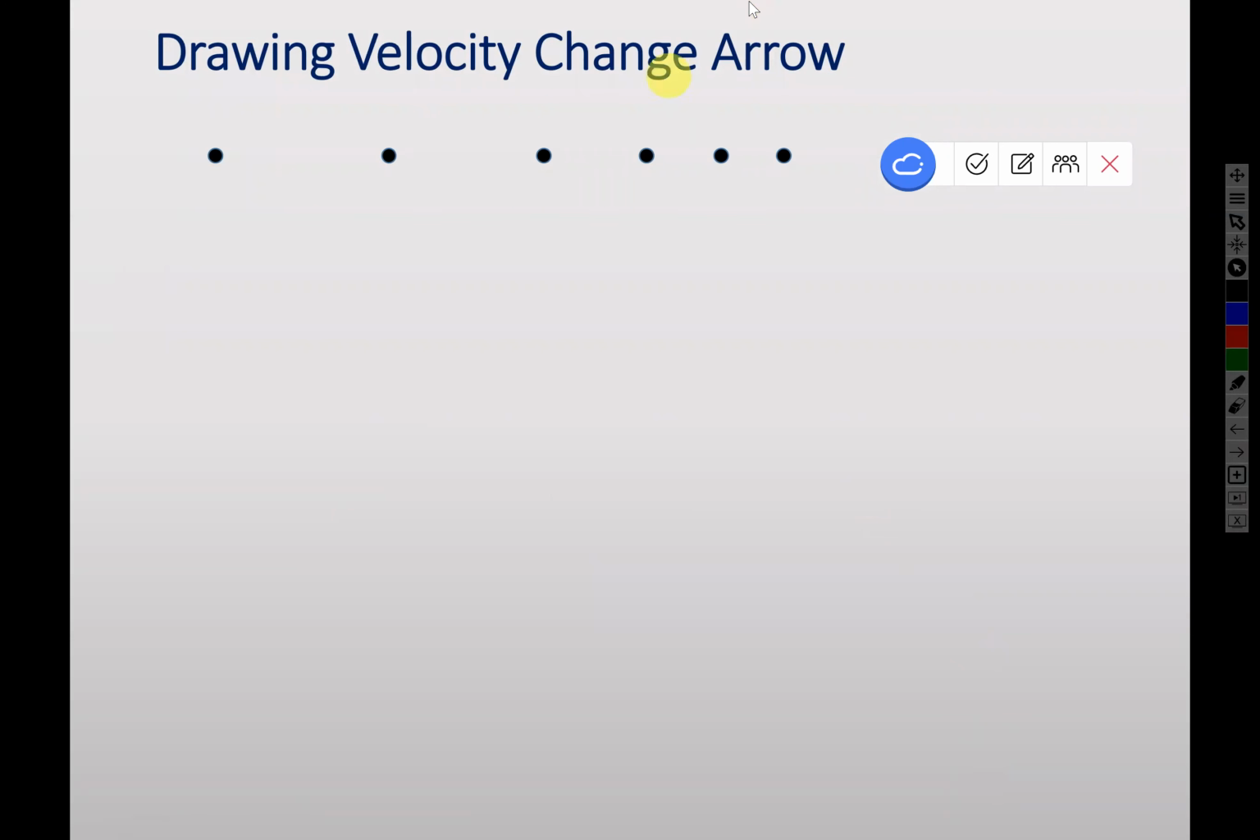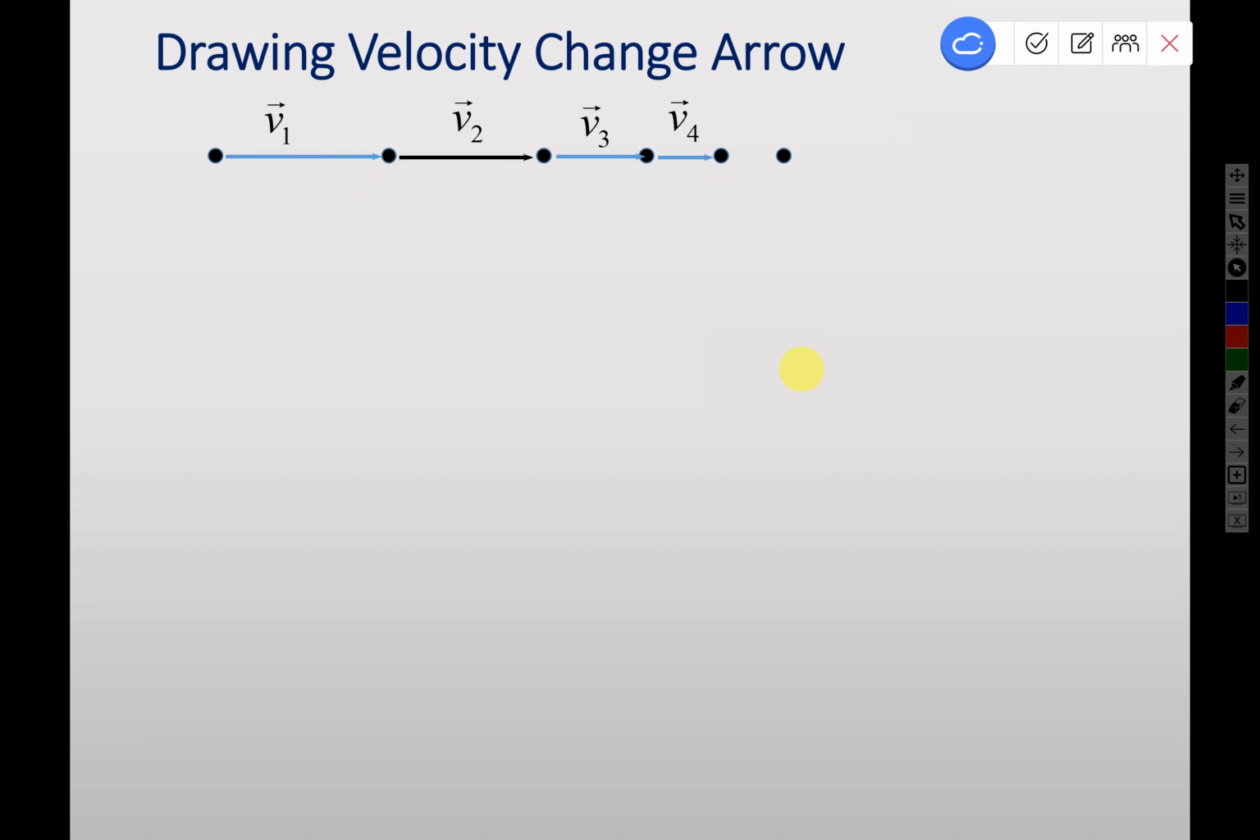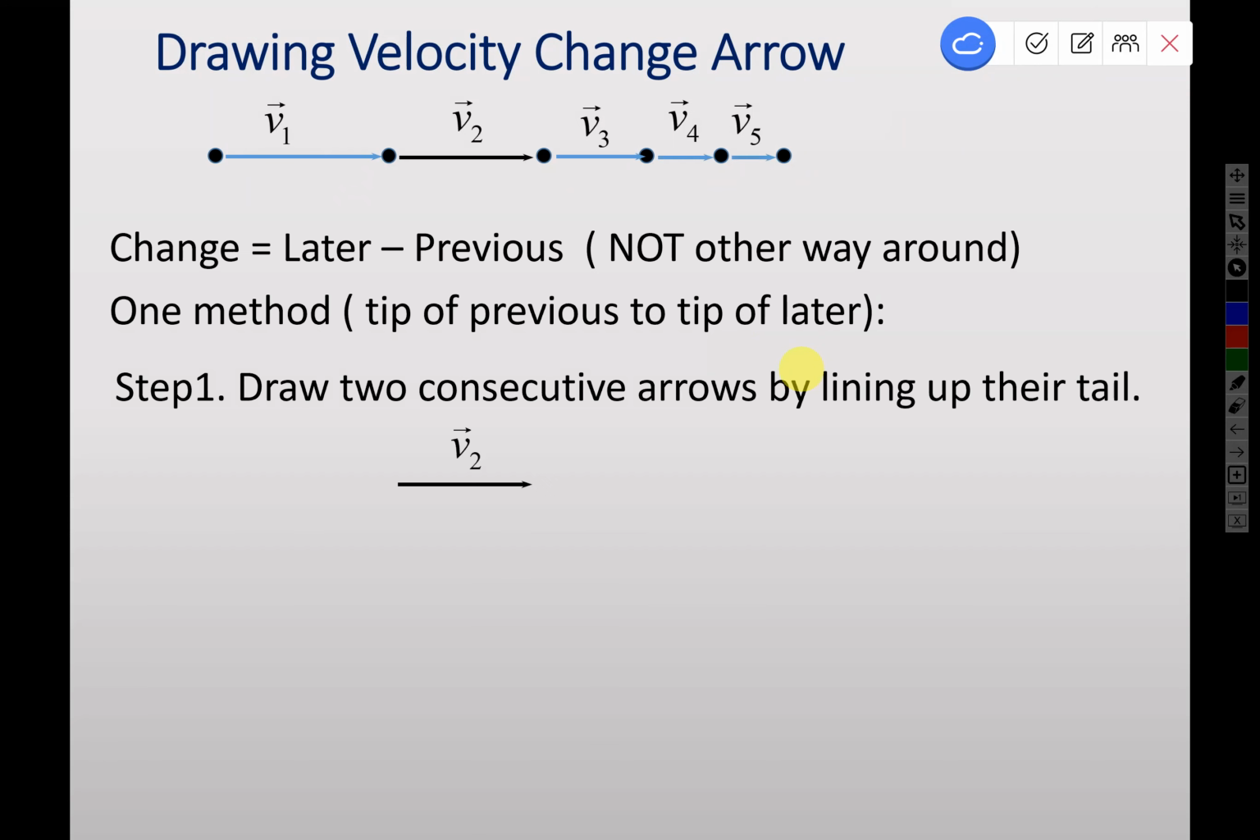Okay, so last time we learned about the motion diagram, and we also learned how to convert that motion diagram into a graph and how to extract information from the graph and the motion diagram. That's what we did last time. And then we also learned how to find change in velocity by using the motion diagram or using two consecutive velocities, okay? And the method was to draw them side by side, okay?